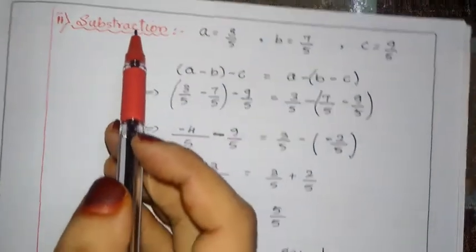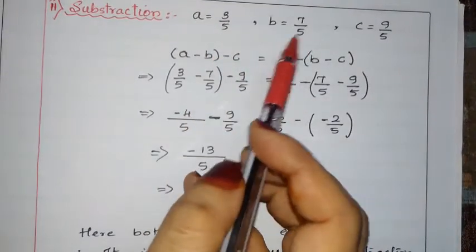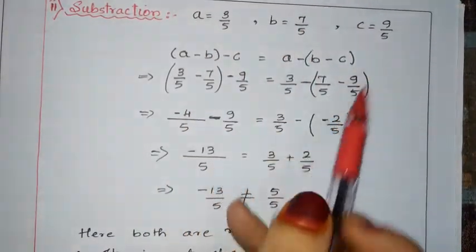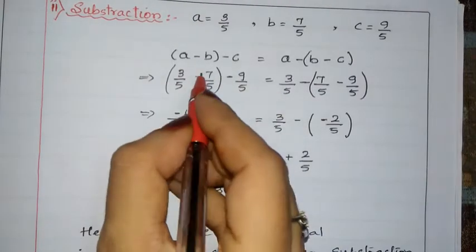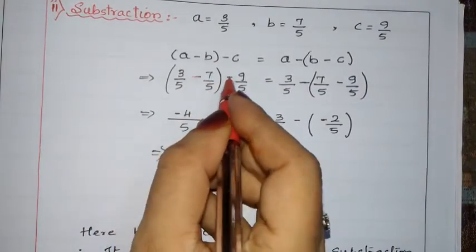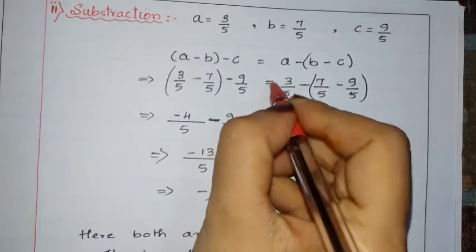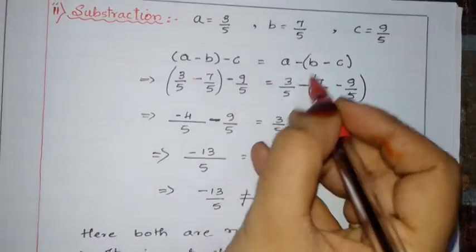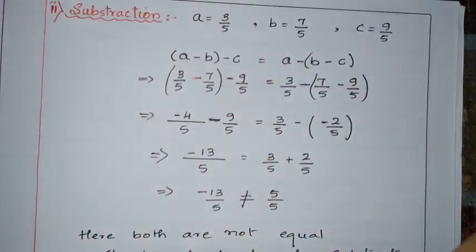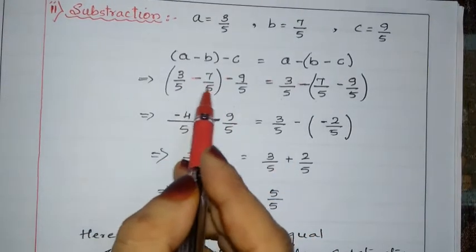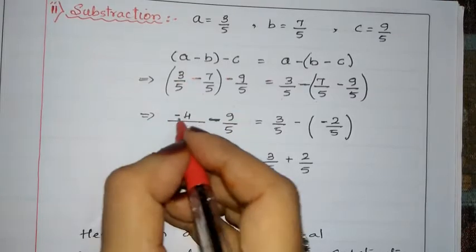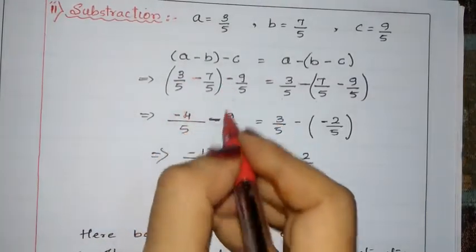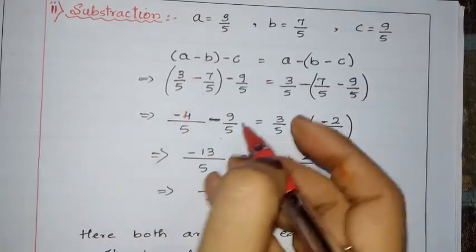Now let us see what about subtraction. For subtraction we will take a is equal to 3 by 5, b is equal to 7 by 5, c is equal to 9 by 5. a is 3 by 5, minus sign, subtraction, now all minus. b 7 by 5 minus c 9 by 5 is equal to a 3 by 5 minus b 7 by 5 minus c 9 by 5. Now denominator is same, 5 as it is. 7 minus 3, 4, minus sign as it is, 9 by 5 as it is.